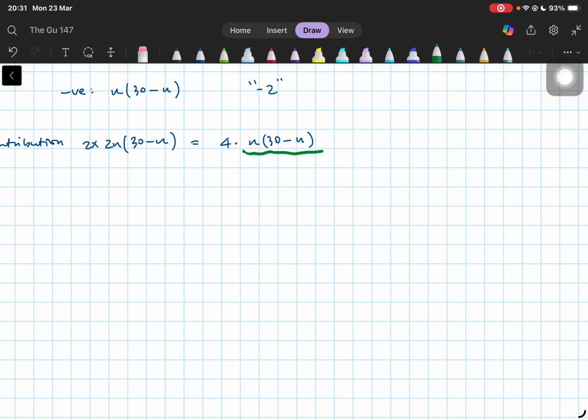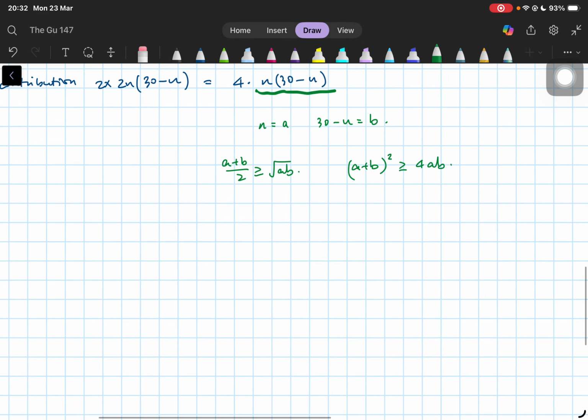If we just let n be a and 30 minus n be b, we know (a plus b) over 2 is always bigger than or equal to the square root of ab. Well, here we essentially have a square root of it. So let's do this: a plus b, the whole thing squared, is going to be bigger than or equal to 4ab. And so the maximum value for ab is going to be (a plus b) squared over 4.